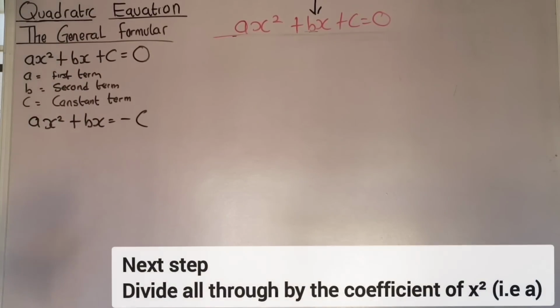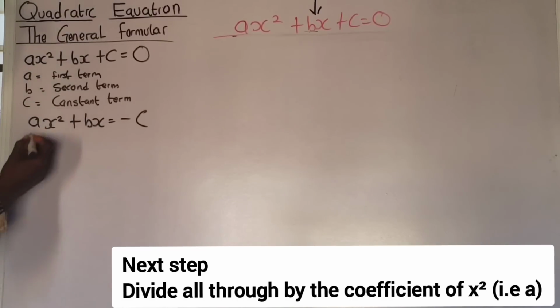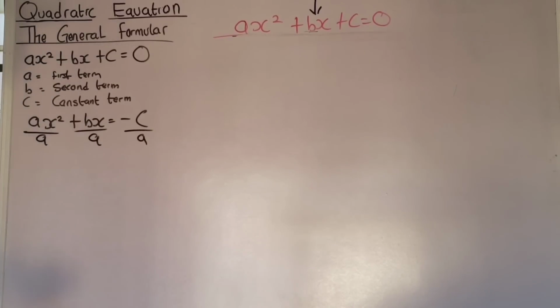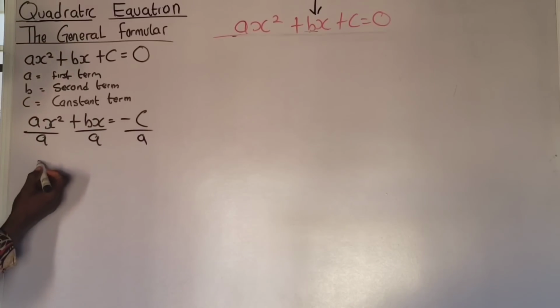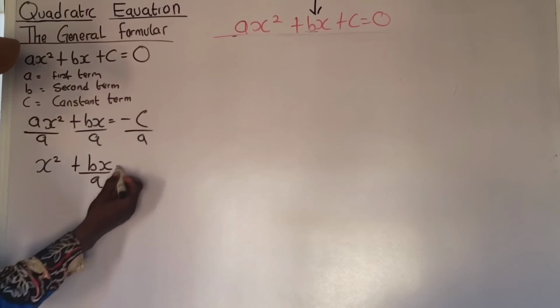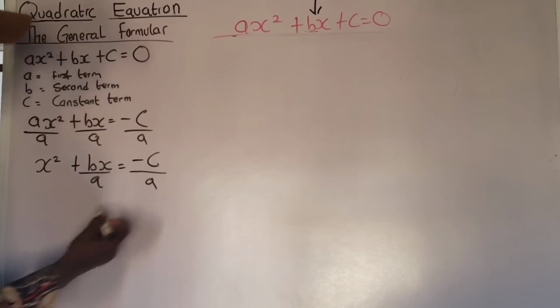The next step is that we have to divide all through by the coefficient of x squared. The coefficient of x squared is what? a. So I'm going to divide all through by a: this over a, this over a, and this over a. So the quadratic equation becomes x squared plus bx all over a equals negative c all over a.